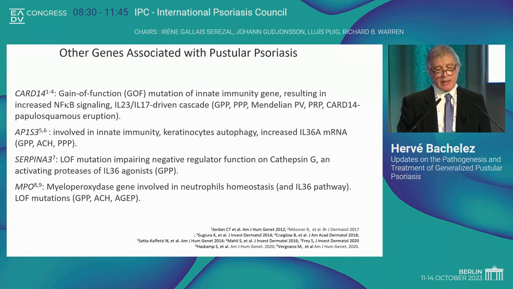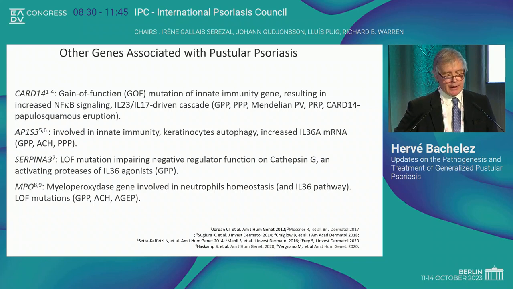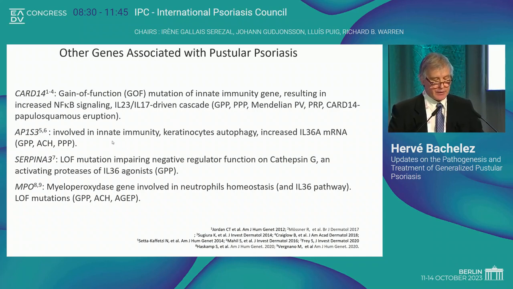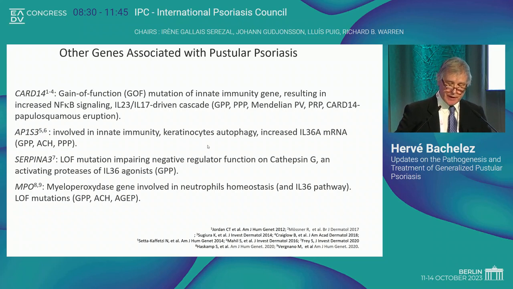Other genes have been identified, or genetic abnormalities accounting for GPP. So CARD14, I will allude to that, is an innate immune gene. All these genes belong to the innate immune system. AP1S3, identified by the group of Francesca Capon, is involved in innate immunity and keratinocyte autophagy, which is increasing the alpha-6 alpha encoding gene at the transcript level, accounting for GPP, acropustular eruption, but also palmoplantar pustulosis in some cases.